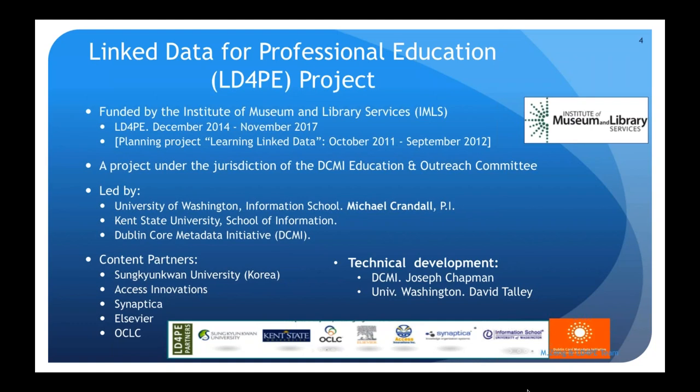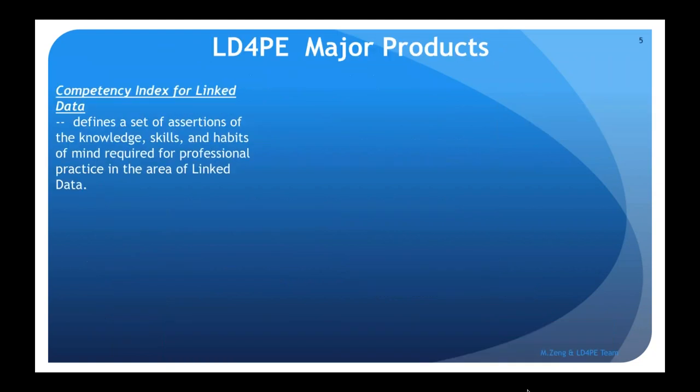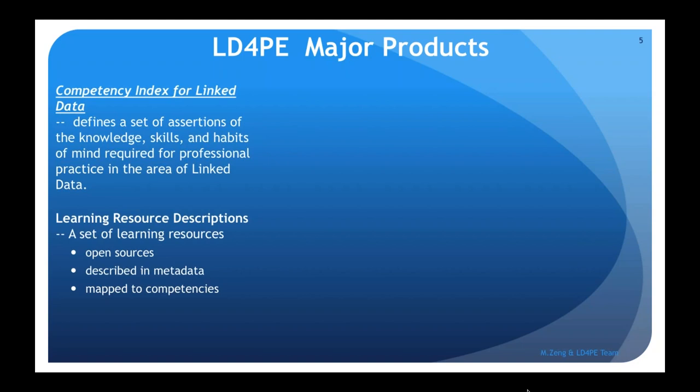We are also very lucky to have an excellent technical development team. They have made the whole competency framework into linked data. And we have a big project website, which is what I'm going to introduce. Among the major products, the first one is the whole competency framework. We call it the competency index for linked data, which defines a set of assertions of the knowledge, skills, and sometimes just the habits of mind required for professional practice in linked data. We also have a whole package of more than 600 learning resources selected and described, aligned with the competencies.